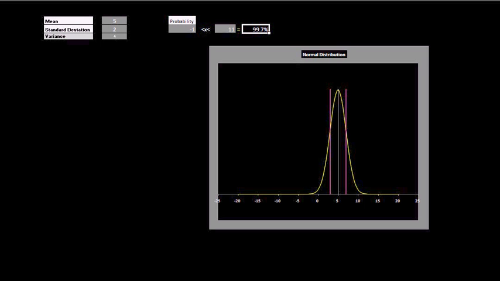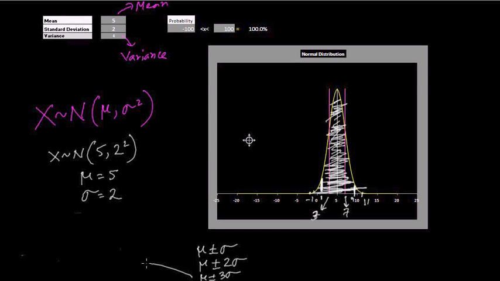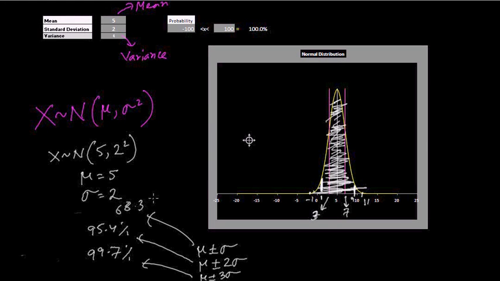So the step-by-step probability is very important. The 3-step is 99.7%, then the 2-step is 95.4%, and the 1-step is 68.3%. So this is how the area is represented in terms of how far it is from the mean, step by step, in terms of the standard deviation.